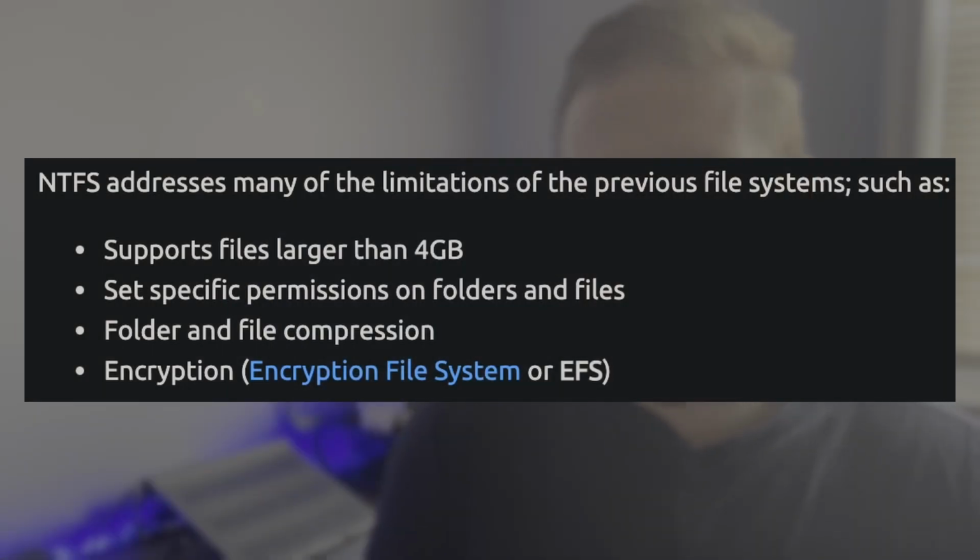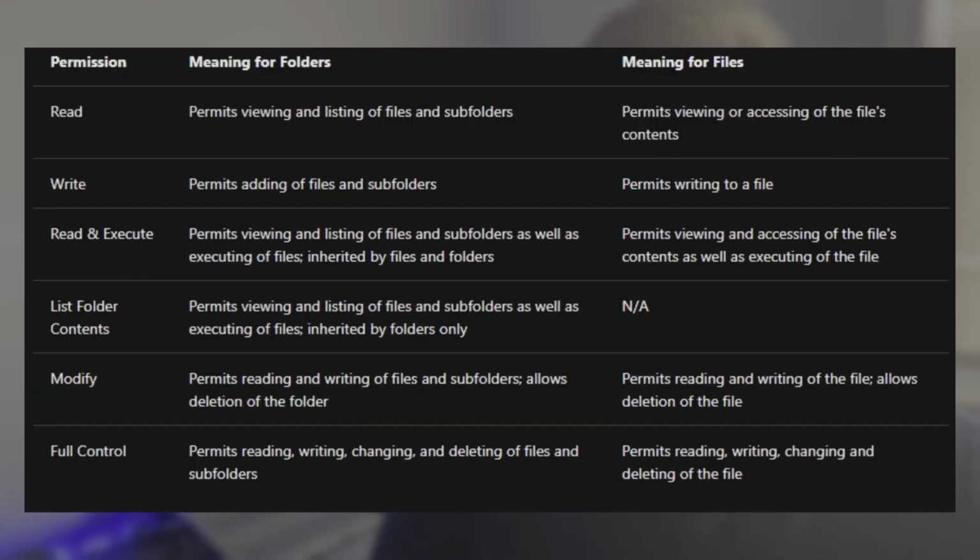You can also set specific permissions per folder or file, which is great. You can also compress folders and files, which really helps for storage efficiency. And then of course, you can encrypt your files. There's a number of permissions that you can set on a folder or file basis, including read, write, read and execute, list folder contents, modify, and full control. And these are different permissions that you can set on a user by user basis.